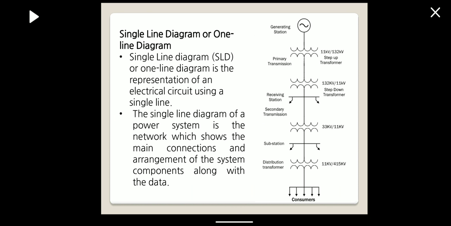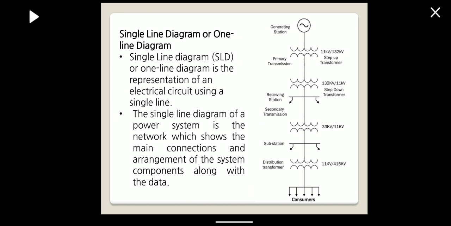Then next is a single line diagram. A single line diagram or one line diagram is the representation of an electrical circuit using a single line. A single line diagram of a power system is the network which shows the main connection and the arrangement of the system components along with the data.